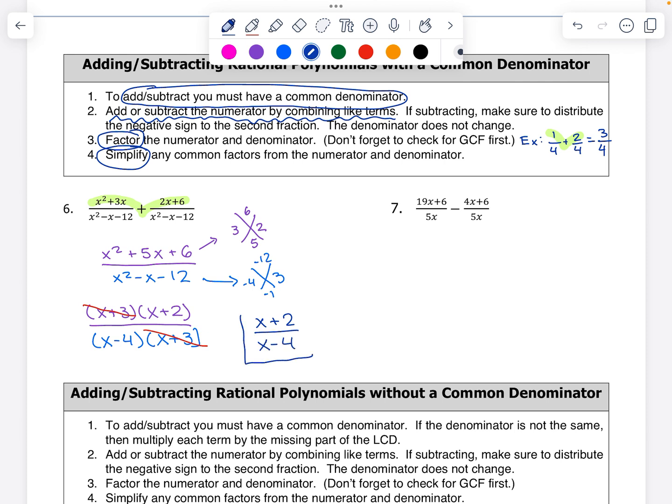And you can't cancel out those x's or cancel out 2 over negative 4 because x plus 2 is stuck together. You'd have to cancel out an entire x plus 2. That is the final answer.